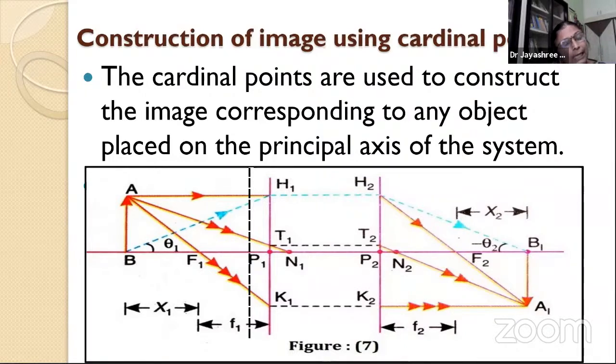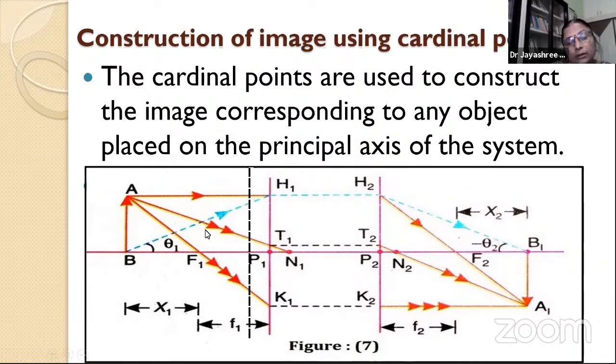What is its conjugate ray? That conjugate ray will give the image of A. Hence naturally the condition at that point is K1P1 is equal to K2P2, and it will be parallel to the axis. So obviously this is one such particular construction of an image using the set of cardinal points.